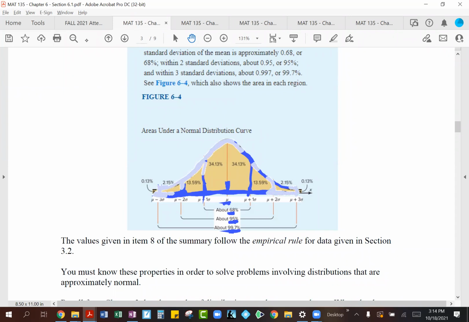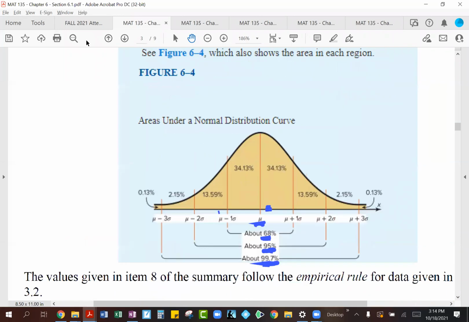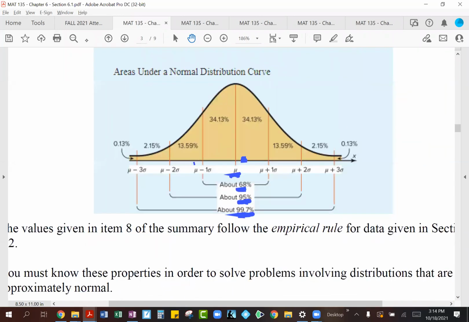So let's get rid of this for now. So that little bit of the tail area, which is on either side, once you get out to 3 standard deviations from your mean. Okay, better. And you know what, let's make this guy a little bit bigger. So we're talking about after 3 standard deviations, this little area over here and this little area over here.